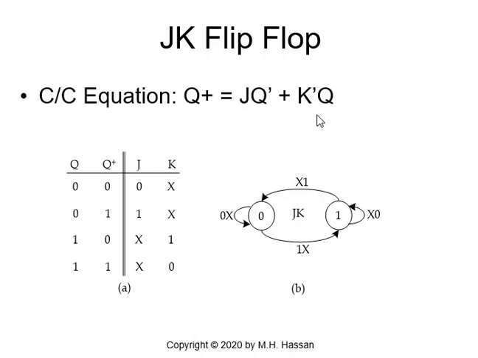The excitation requirements: when we change the state from 0 to 0, that means we are remaining at state 0, J has to be 0 and K don't care. 0 to 1, J must be 1, this is the set mode, and K don't care. 1 to 0, this is the reset mode, K has to be 1 and J don't care. And 1 to 1, K must be 0 and J don't care. This table is very important in the design of any counter using JK flip-flops.